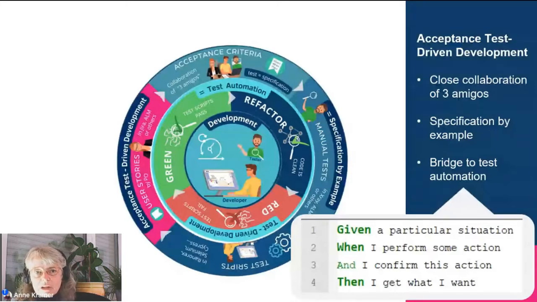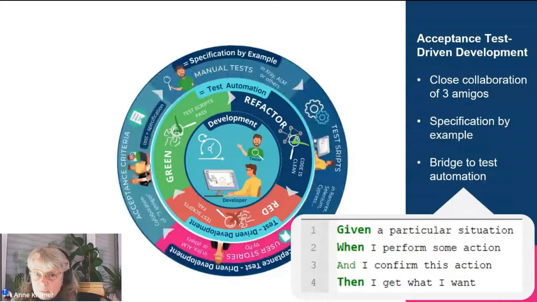Those tests, if you write your acceptance criteria that way, you can execute them manually. This is already a specification of what you want to do. It is also, and that's very important, a specification of the user story by example, because we get more details on how the user story is implemented or shall be implemented.